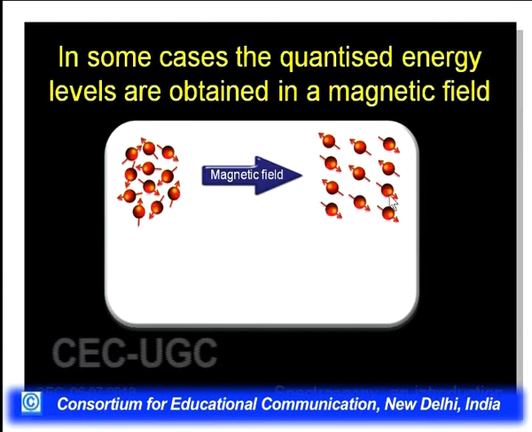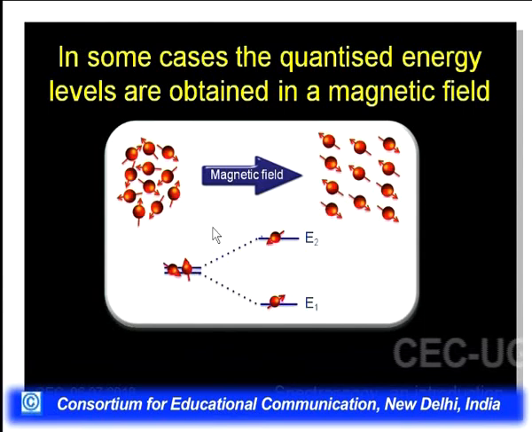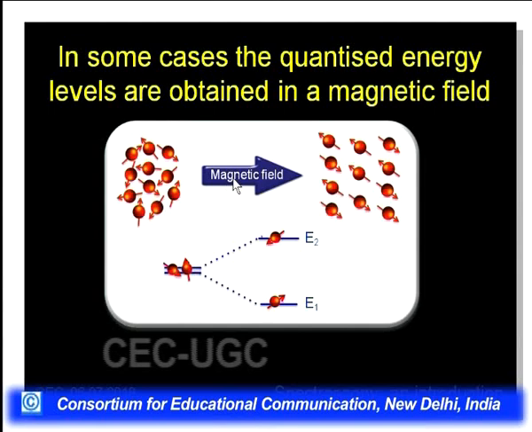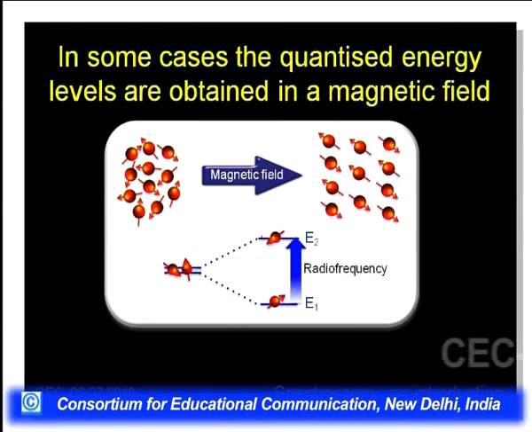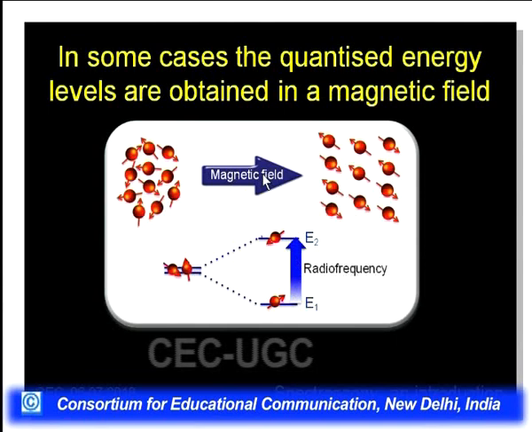Either they are aligned with the field or against the field, and that actually generates two energy levels. That means to begin with, the system is degenerate. Energies are the same. But in the presence of a magnetic field, we find that the two energy levels can arise. And if I give a radio frequency, there can be a transition. That means I can obtain a spectrum if and only if there is a magnetic field. In the absence of a magnetic field, this kind of spectrum cannot be observed.